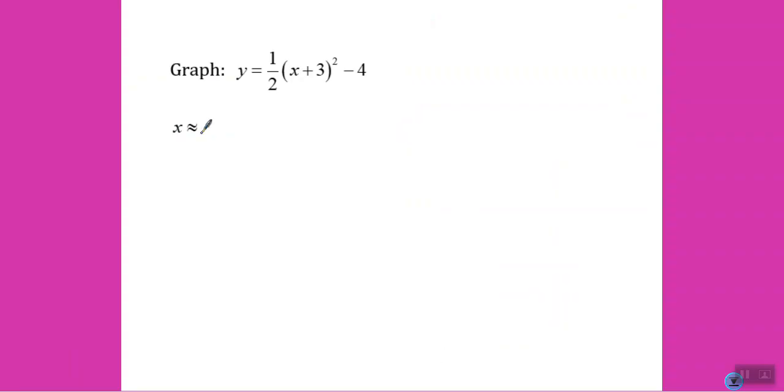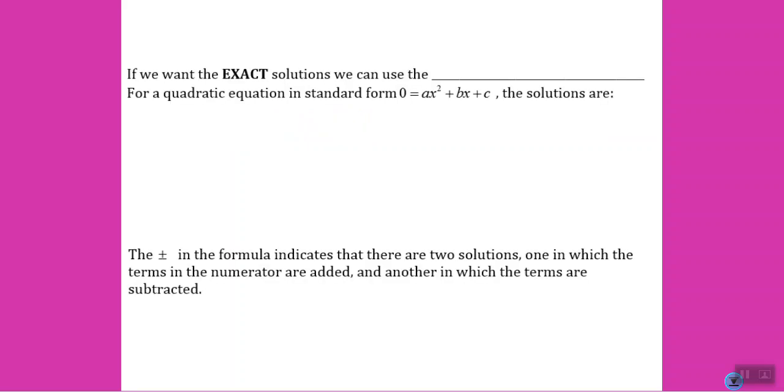And we have approximately here because the decimals that Desmos gives us, even though Desmos stops after 3 decimal places, these numbers actually go on forever. So if we want to find the exact solutions, we will use the quadratic formula.